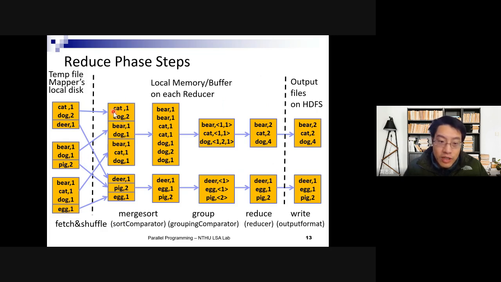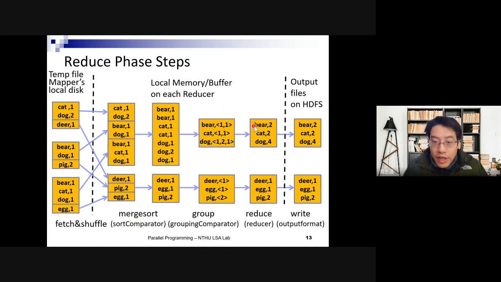So that's why you can see we always process bear before cat, then before dog. There's an order for those keys when they go into the reduce function, and that's controlled by the merge sort. The merge sort has a sort comparator function you can modify, so you can sort the result in an increasing order or decreasing order. So it could be modified by the programmer.